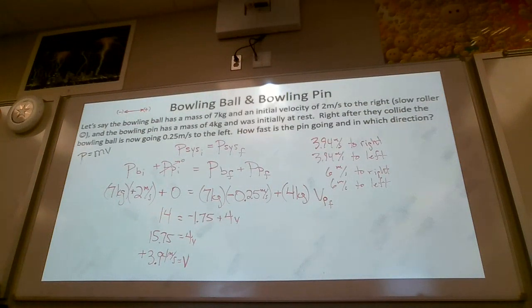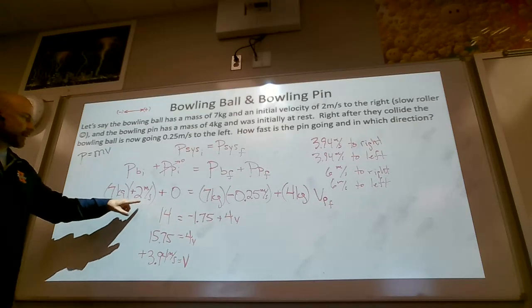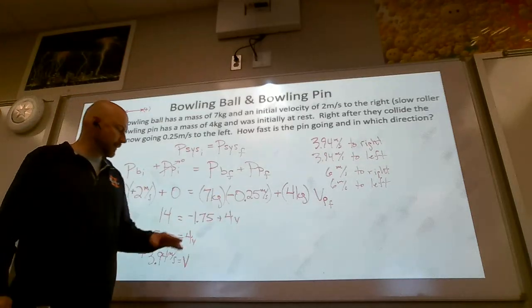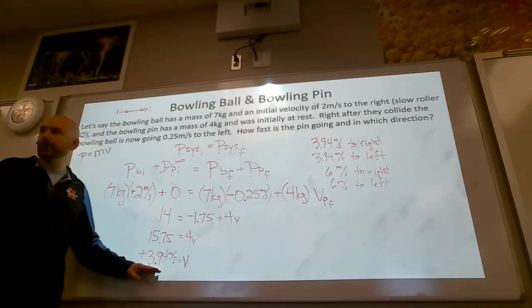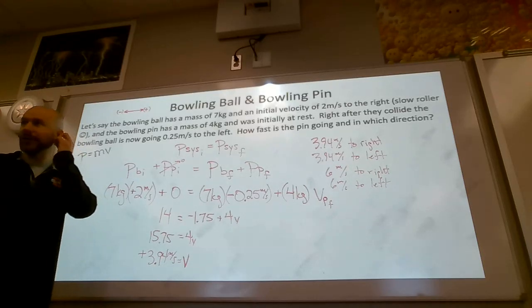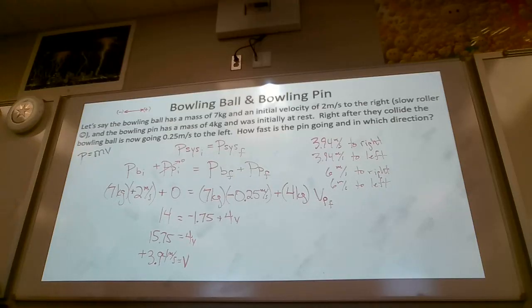What do you say? Is velocity conserved? Here you started with 2. At the end, you had negative 0.25 and positive 3.94. There's more velocity than when you started with. Velocity is not conserved. Momentum is. Okay, good with that? That's a pitfall that I've seen people fall into. Any questions here?